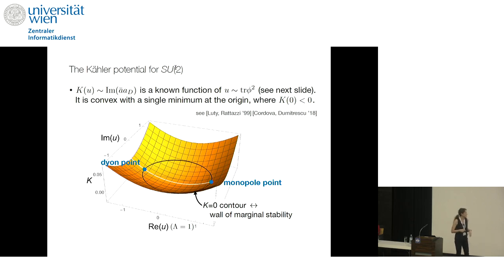So our minimum at the origin lies at negative K, and the K equals 0 contour is plotted here in black. And in fact, this K equals 0 contour exactly coincides with the wall of marginal stability in SU(2), which encloses the strong coupling chamber of moduli space, wherein lies our minimum.